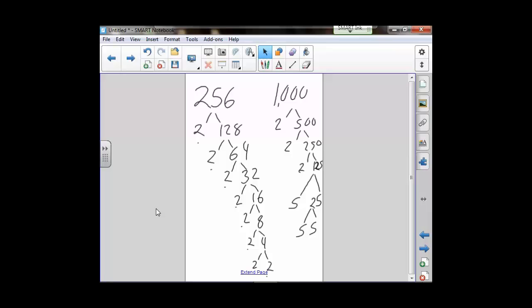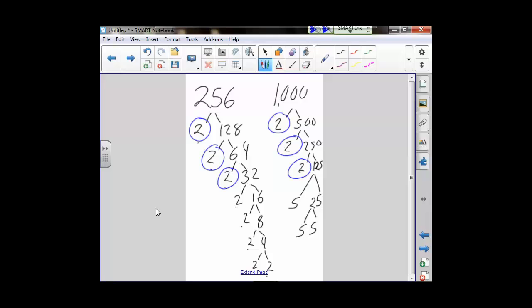Greatest common factor is you try to find what matches. You guys remember that? It's gotta match on both sides to go in the GCF. All right? So, greatest common factor. I have a 2 here. Do I have a 2 on the other side? Yeah. Boom! I have a 2 here. Do I have a 2 on the other side? Yeah. Boom! I have a 2 here. Do I have a 2 on the other side? Yeah. Boom! I have a 2 here. Do I have a 2?